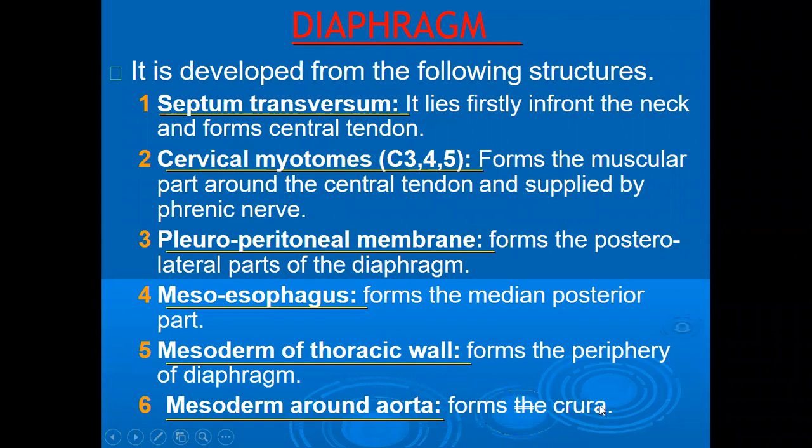In the previous diagram I told you there are leaf shaped structures which are called the crura, one on each side, so they are called the left and right crura of the diaphragm, and they are derived from the mesoderm of the aorta.